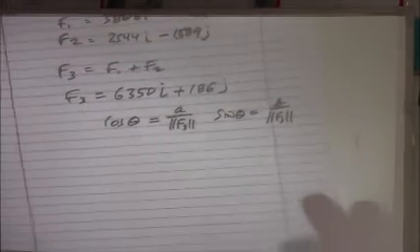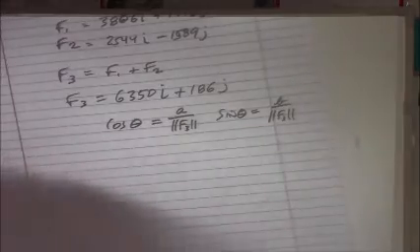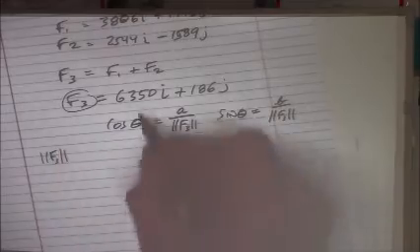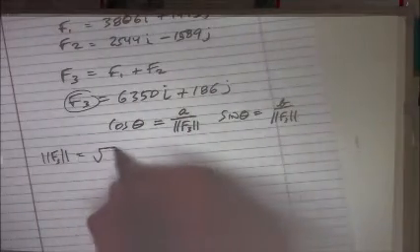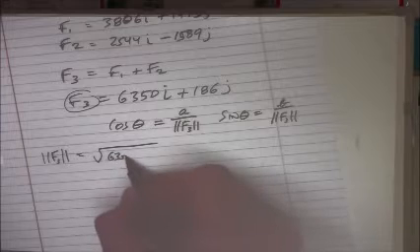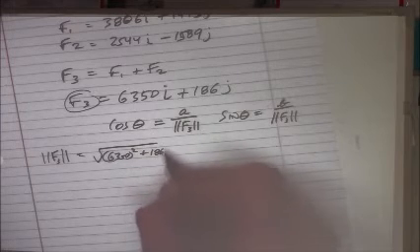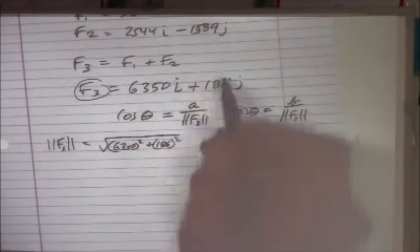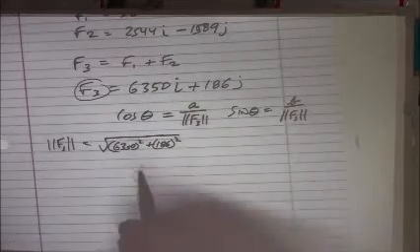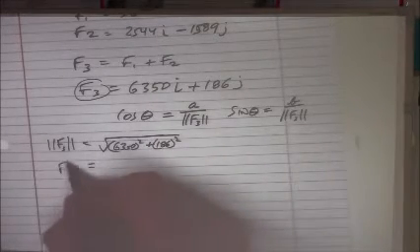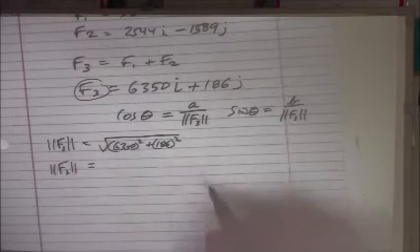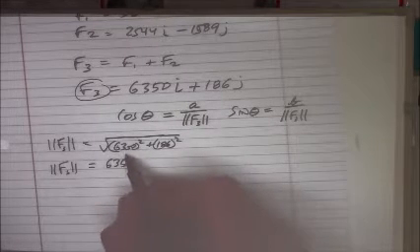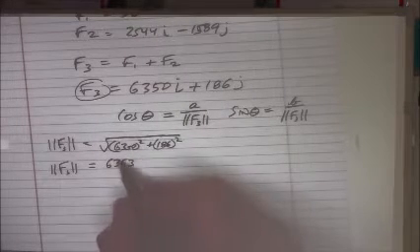I need more space. Okay. So the magnitude of this, we have a and b here, so that means we're squaring those: 6350 squared plus 186 squared. Remember, the magnitude is the square root of a squared plus b squared. So the magnitude of this one comes to 6353.